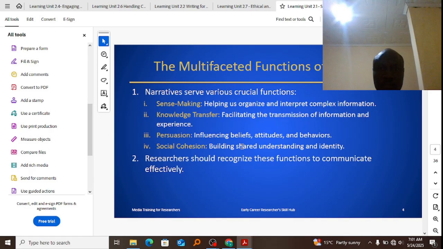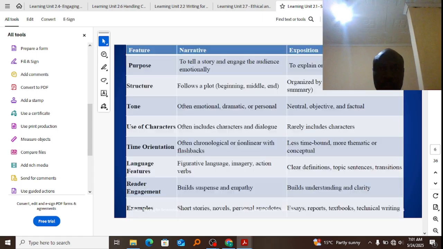The multifaceted functions of a narrative. Narratives serve various crucial functions: sense making, knowledge transfer, persuasion, and social cohesion. Researchers should recognize these functions to communicate effectively.